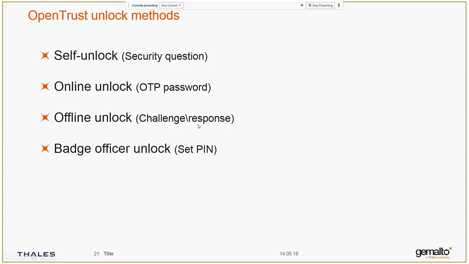Offline unlock uses challenge response code. As we know, you give the administrator your challenge code from the middleware you're using. He enters it into the OpenTrust solution, generates a response code, sends it to you, and then you can set your PIN. And the last one is badge officer unlock, which is basically set PIN using administrator rights. Now, one thing to notice here is that the first 3 can be done remotely. This one is local. This one occurs where the administrator and the user are both connected to the same machine. So, okay, let's continue.